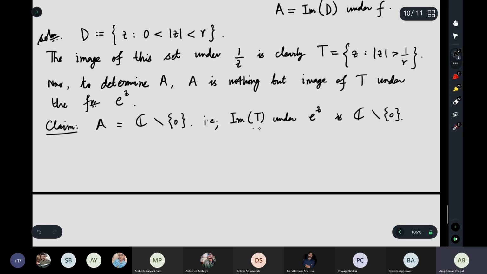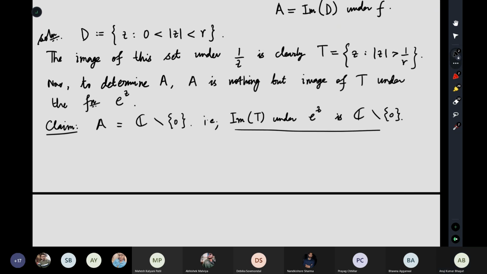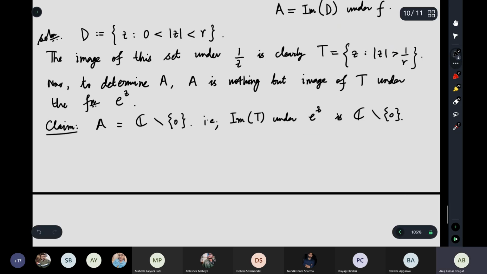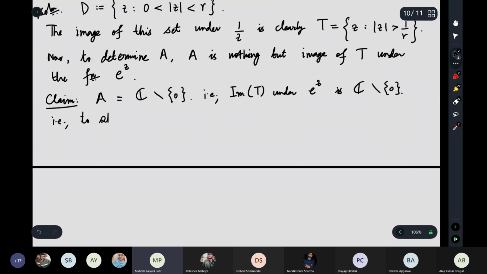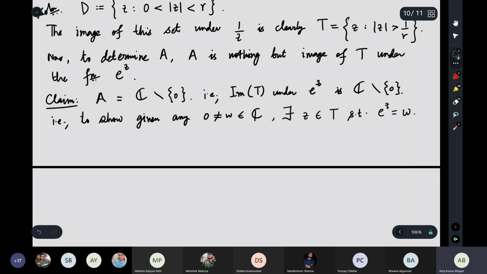So how can I prove this particular line? Given any non-zero complex number, I will find an element in T whose image under e to the power z is that complex number. So that is to show the pre-image: given any non-zero omega in C, there exists z in T such that e to the power z is omega.